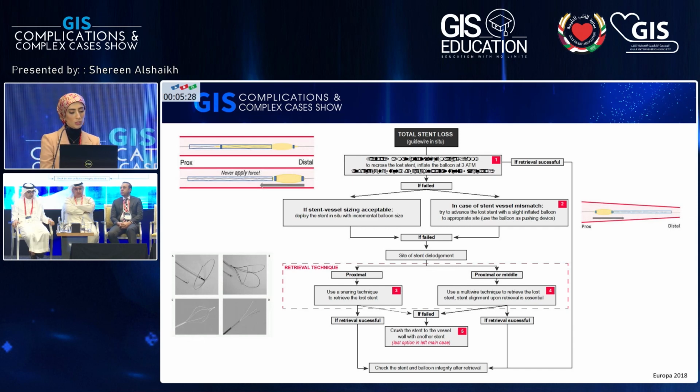We started with a small balloon 1.5, if not successful, if the stent mismatch is there, try to advance that stent with the balloon's help, or if not, and the stent is in the proximal, that means we have to snare it. But if it was in the mid and proximal inside the coronaries, we can actually use a multi-wire technique to retrieve the lost stent. The last resort, if we couldn't succeed in any of these procedures, is to crush it.